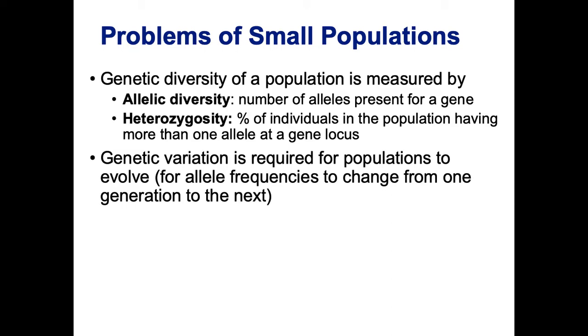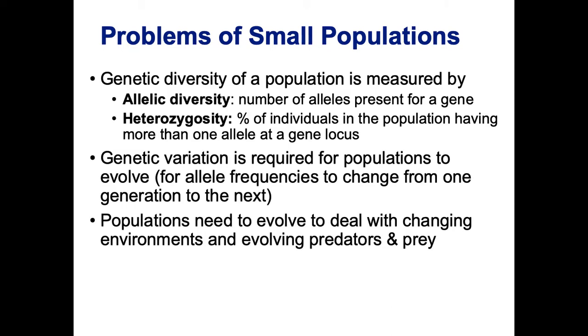Genetic variation is required for populations to evolve. Natural selection cannot occur if there is not variability in a gene. If all individuals have the same two alleles for a particular gene, then there's no variability for natural selection to act on. So genetic variation is really important. We want species to be able to evolve and adapt as environmental changes occur, and so they need genetic variation to be able to do that. Small populations tend to lose this genetic variability.